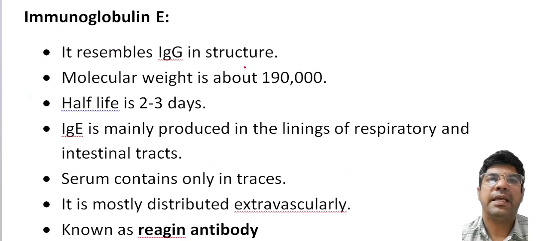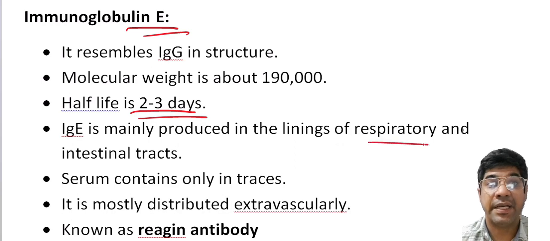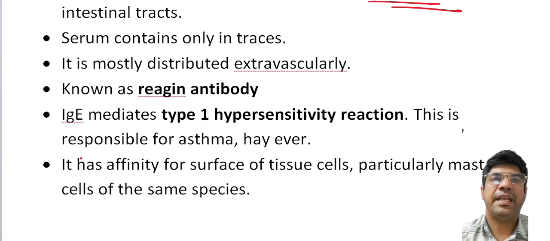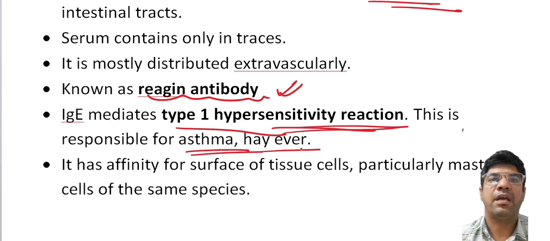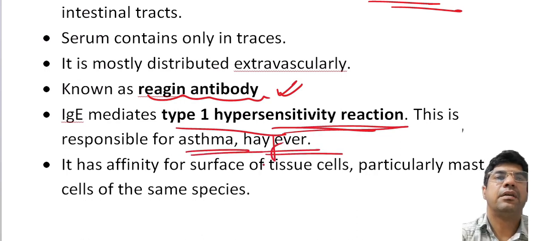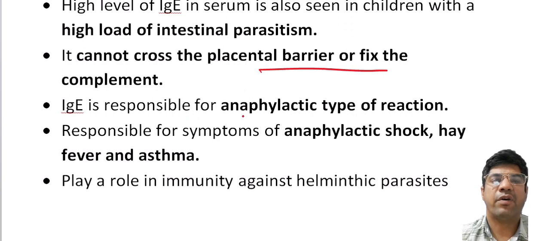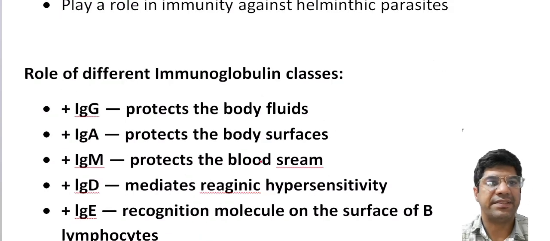Immunoglobulin E, its half-life is 2 to 3 days. It is mainly produced in the lining of the respiratory and intestinal tracts. Also known as reagent antibody. It mediates the type 1 hypersensitivity reaction that is responsible for asthma, hay fever, etc. It cannot cross the placental barrier. It is responsible for anaphylactic type of reaction. It also plays an important role in helminth parasites.